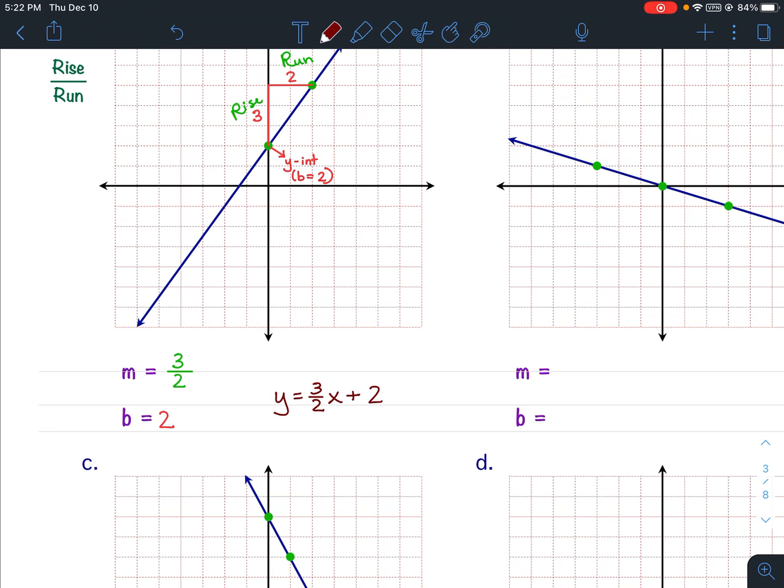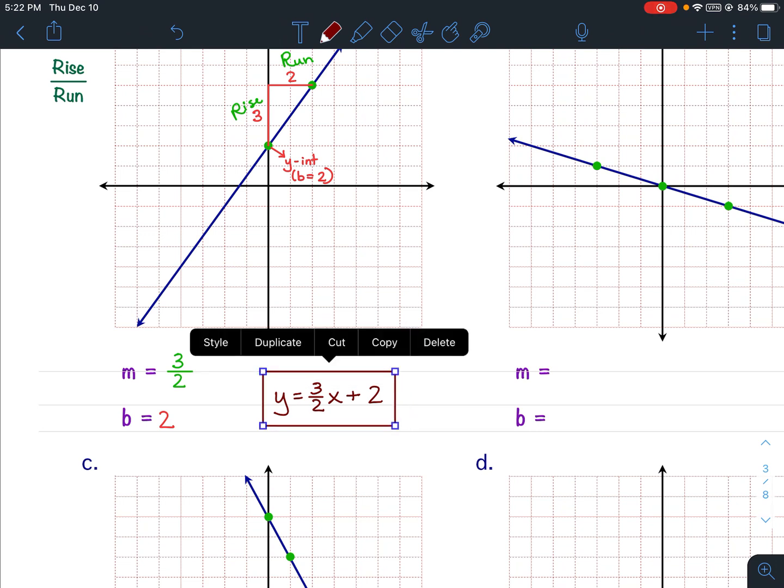The slope is 3 over 2. The y-intercept is 2. And that is it for A. We're going to do the same thing with B.